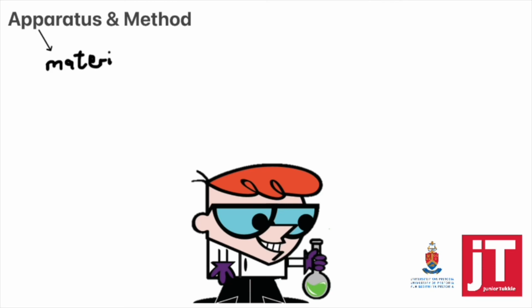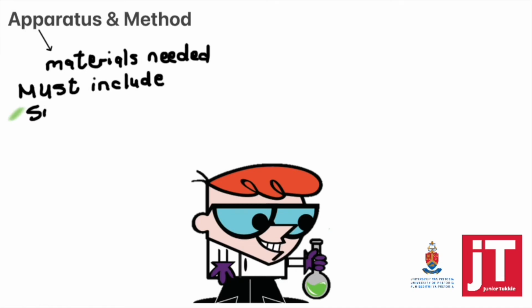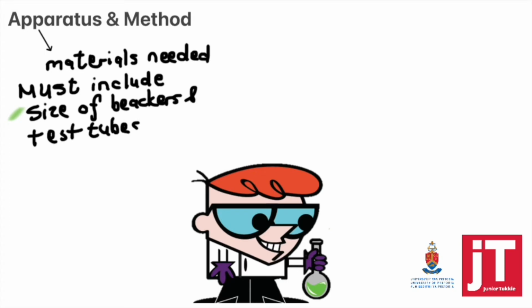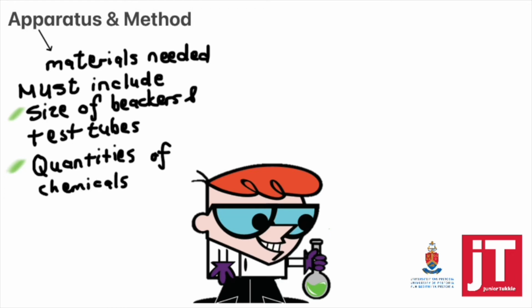So my apparatus are all the materials that are needed for my experiment. This must include the following. It must include the size of the beakers, test tubes, or even measuring cylinders which will be used. It must include the quantities of chemicals or other substances. And then lastly, it must be written in the form of a list, just to make it easier to understand.